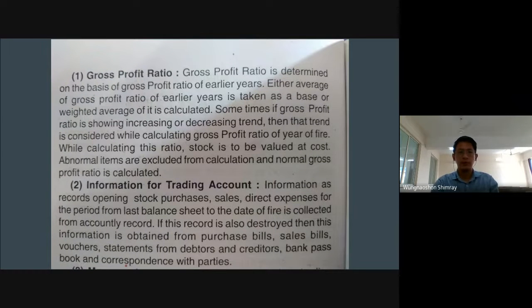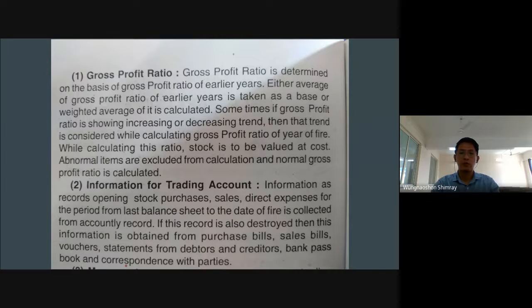So first, we look at the gross profit ratio. This is determined on the basis of gross profit ratios of earlier years. So you can use either the average of gross profit ratios of the earlier years. If you're looking at maybe 5 years, then the average of those 5 years, or you can take a weighted average of those earlier years.